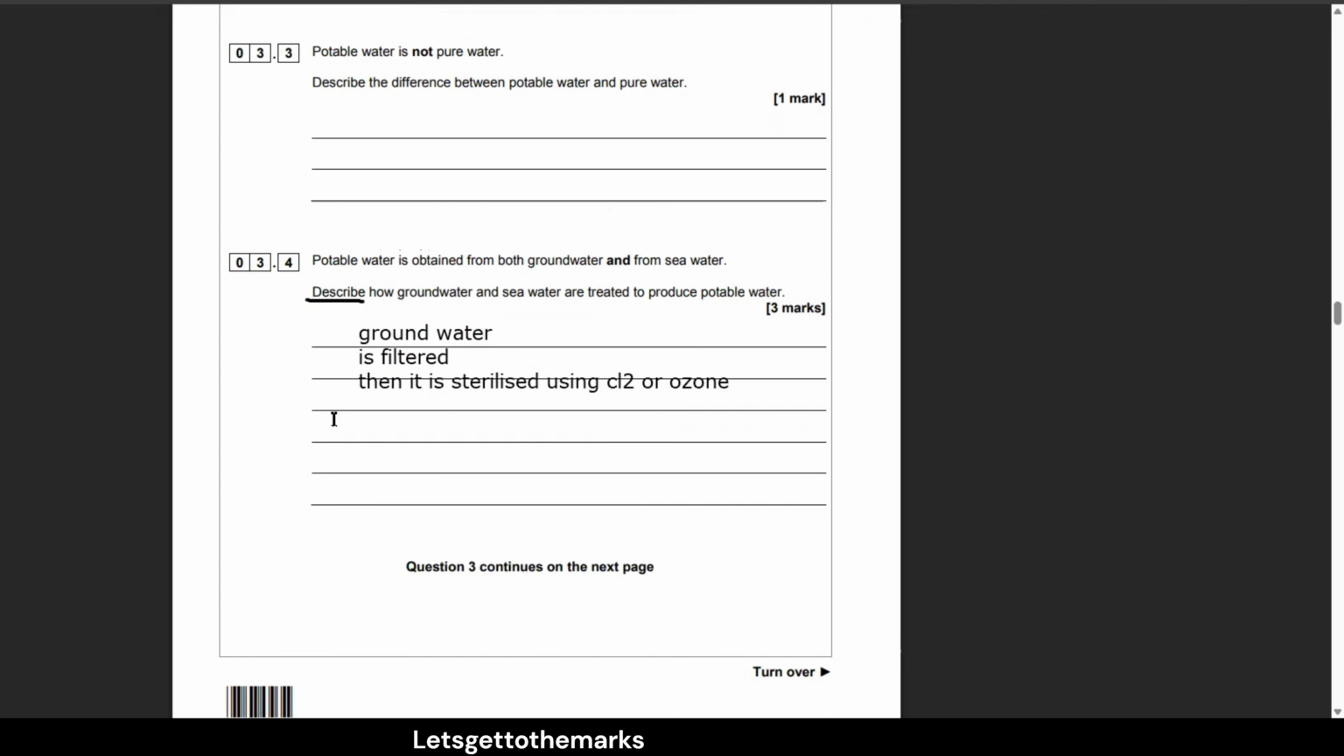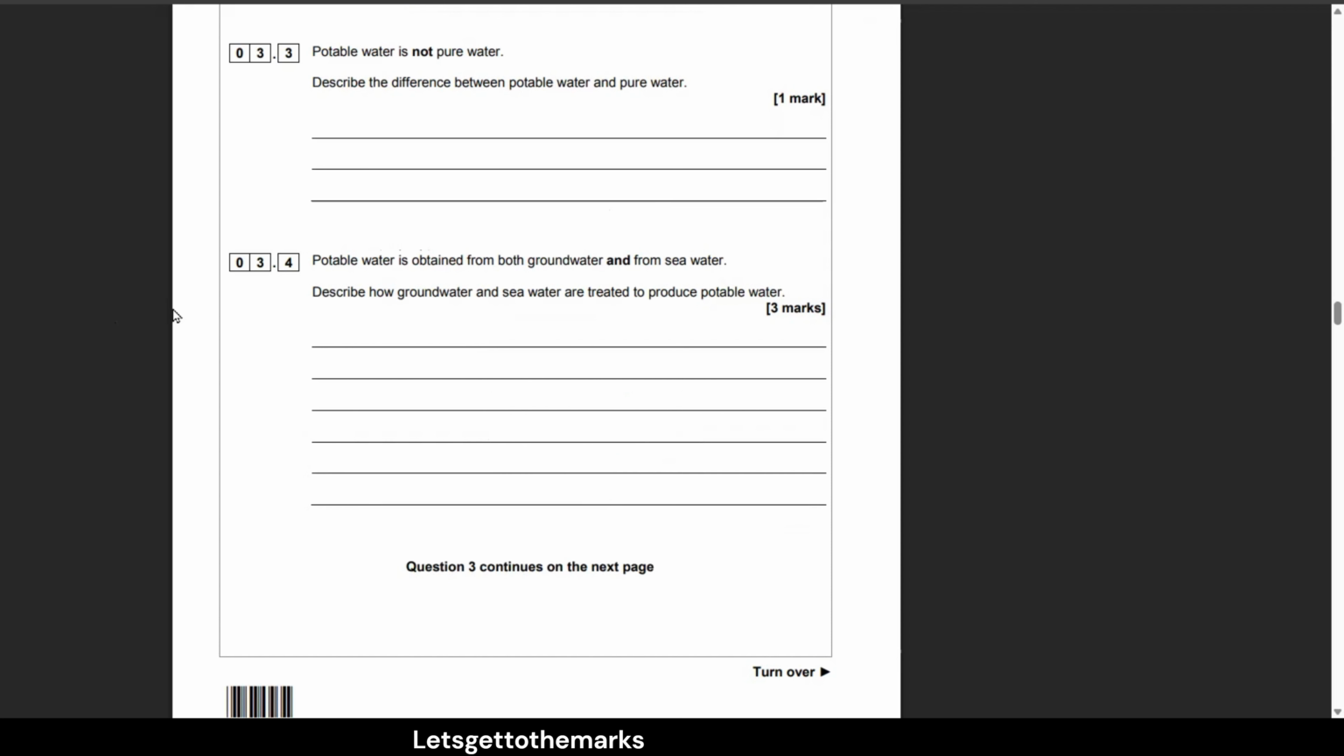Seawater undergoes distillation to remove the water from the salt. It is then sterilized. I don't need to repeat what we use for sterilization. There we go. So really it's the fact that groundwater's filtered and then sterilized. Seawater does distillation, then sterilized. Cool.